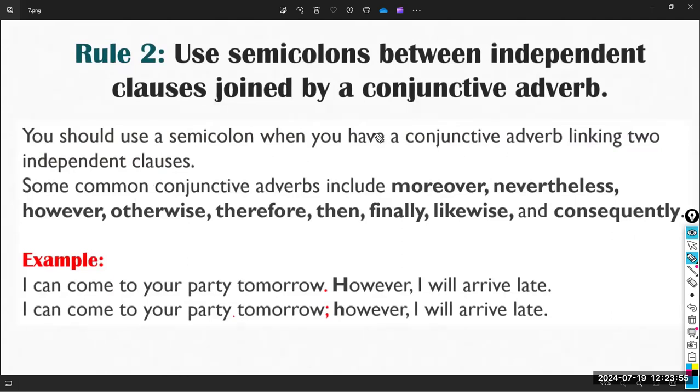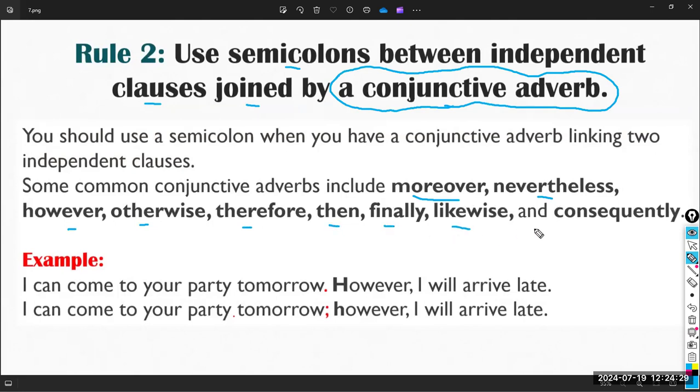Now, rule number two is saying I have to use semicolons between independent clauses, but these independent clauses are joined by a conjunctive adverb. Now, let's talk about the most familiar conjunctive adverbs we have in English. So we have moreover, absolutely, this is a conjunctive adverb. Nevertheless, however, otherwise, therefore, although, though, then, finally, likewise, otherwise, and consequently.